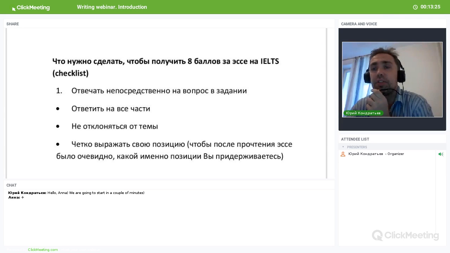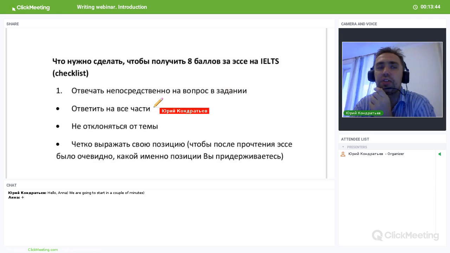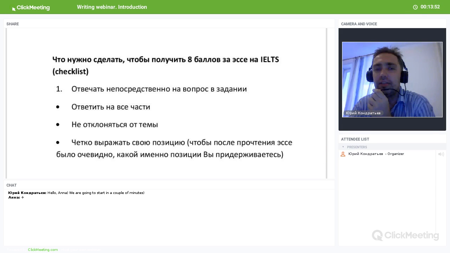So, once again, here's a checklist of what you should do to score 8 or possibly even a bit higher. If you remember, the first group of criteria, that's task achievement. So you should answer specifically the task in the question. So you should answer all the parts. You shouldn't deviate from the topic in any way. You should state your position clearly.